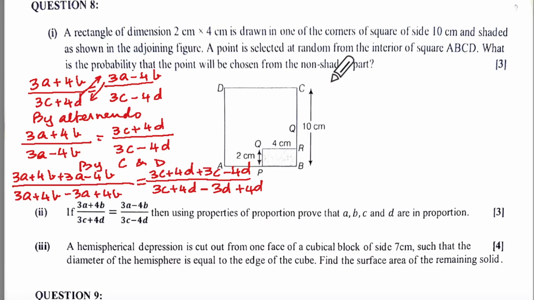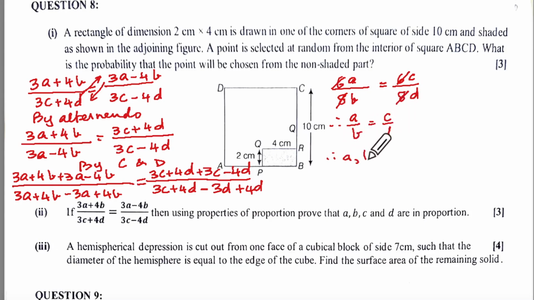What got cancelled and what is remaining? Tell me. 6A upon 8B is equal to 6C upon 8D. Now 6 gets cancelled from either side and 8 gets cancelled. So you'll have A upon B equal to C upon D. Therefore A, B, C, D are in proportion.